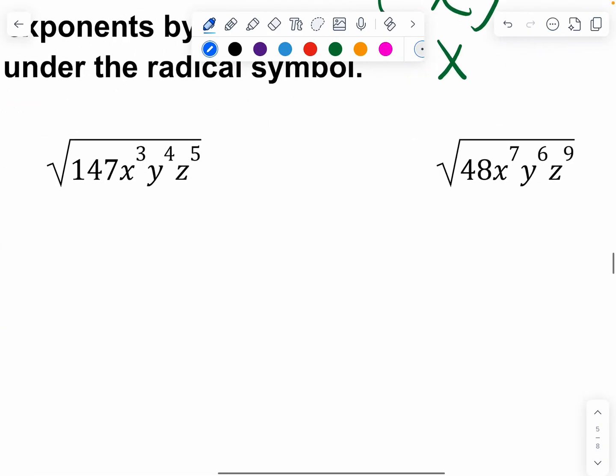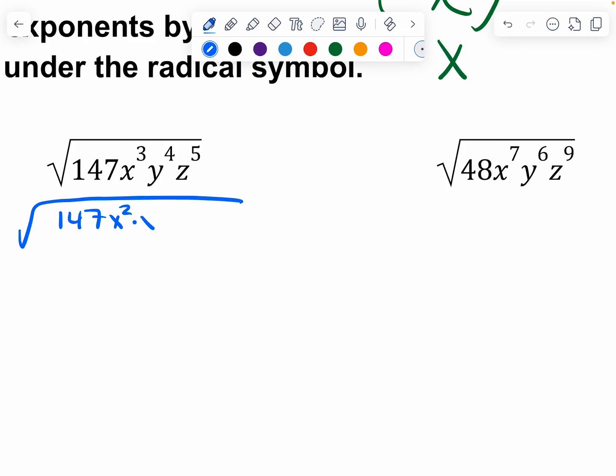Okay, so let's come over here. Let's do the same thing we just did. 147 x squared times x to the 4th. That's an even number already. We don't need to do anything. Z to the 4th and z. Well, now we have to figure out 147. Well, 2 doesn't go into that. 3. Well, 1 plus 4 is 5. 5 plus 7 is 12. So 147 divided by 3, that will be 49.